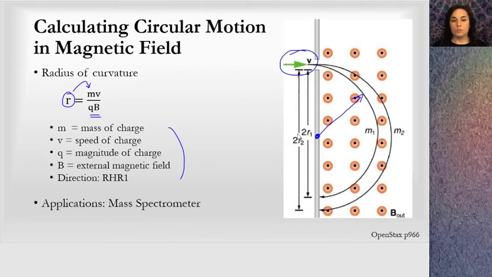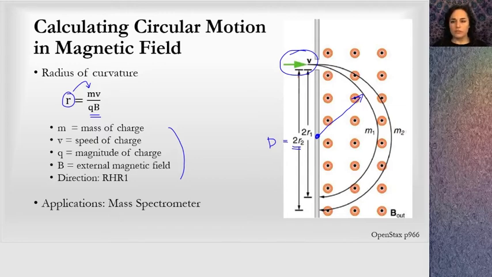Often they will ask, what's the distance along here that it would hit? So remember that this distance along here is 2 times the radius, and this equation only has the radius in it. So that's the first example of an application of a magnetic force on a moving charge.